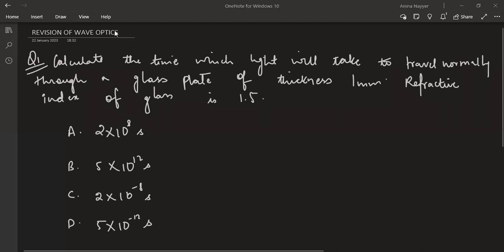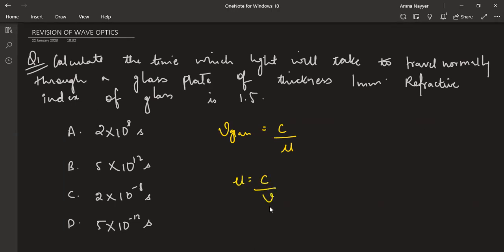See, class, I'm discussing it now. Look here, it says calculate the time light will take to travel normally through a glass plate of thickness 1 millimeter. Rehan, your answer is right. Good. Refractive index is given. Speed of light is not mentioned because we all know the speed of light. So velocity in glass will be speed of light by refractive index. That's how we write. Refractive index is speed of light by velocity in any other medium, and that medium is glass right now. So velocity in glass is speed of light divided by refractive index.